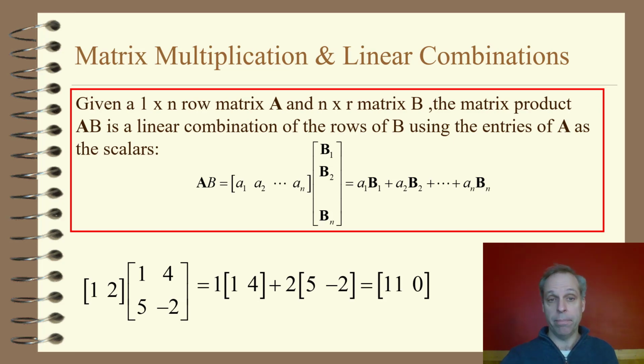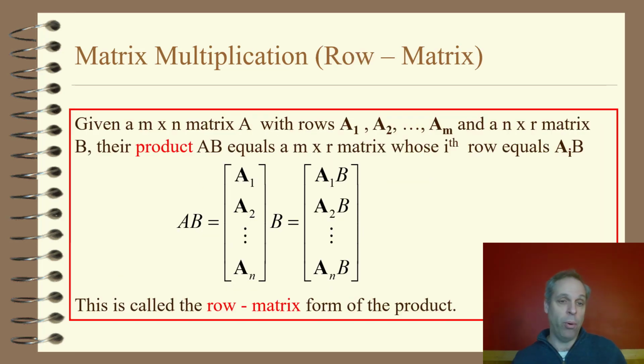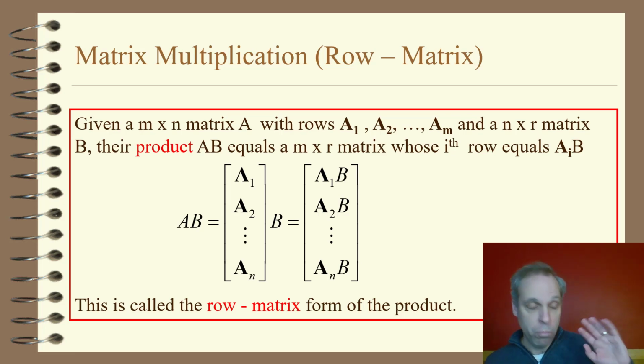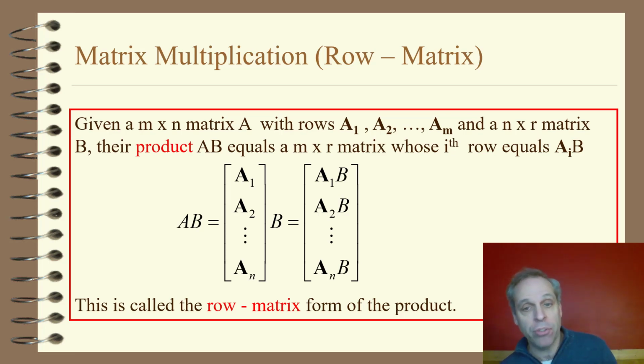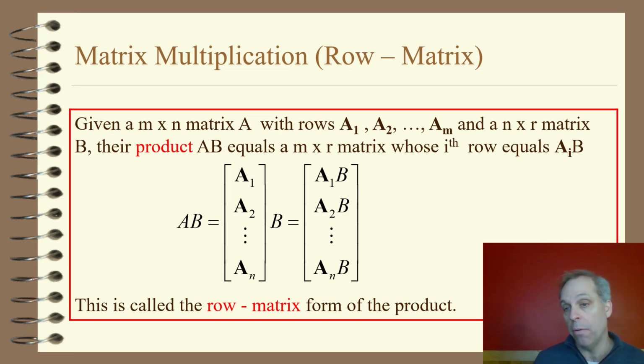Now once you have this, it's natural to go from this point into general matrix multiplication. This is called the row matrix form. If you're given an m by n matrix A with rows A1, A2, up to Am, and an n by r matrix B, their product will equal an m by r matrix whose ith row equals the ith row of A times B. And again, I wrote it out notationally.